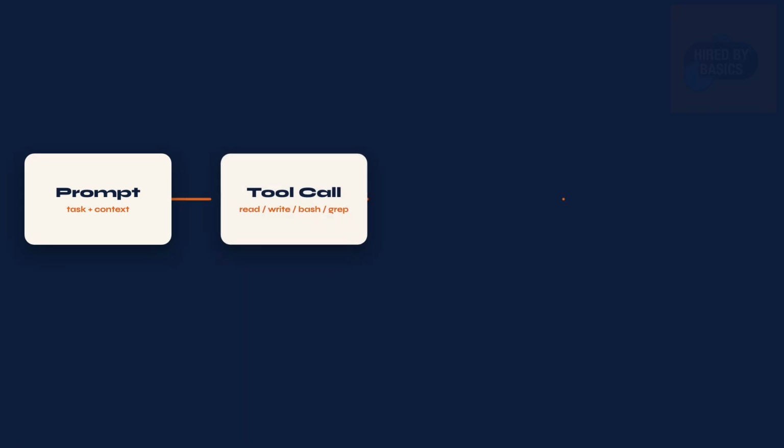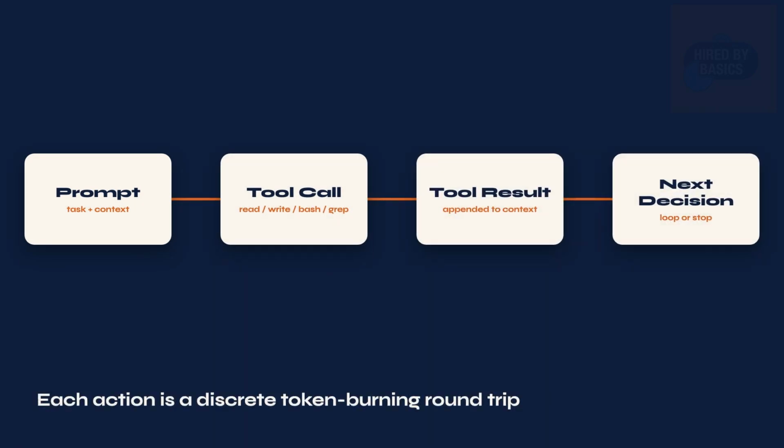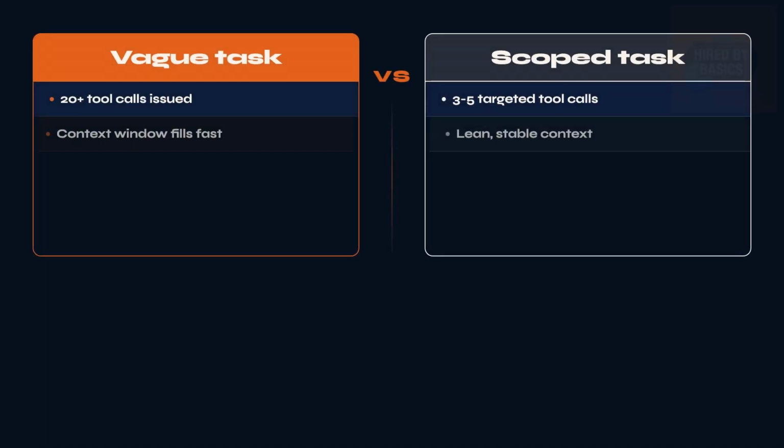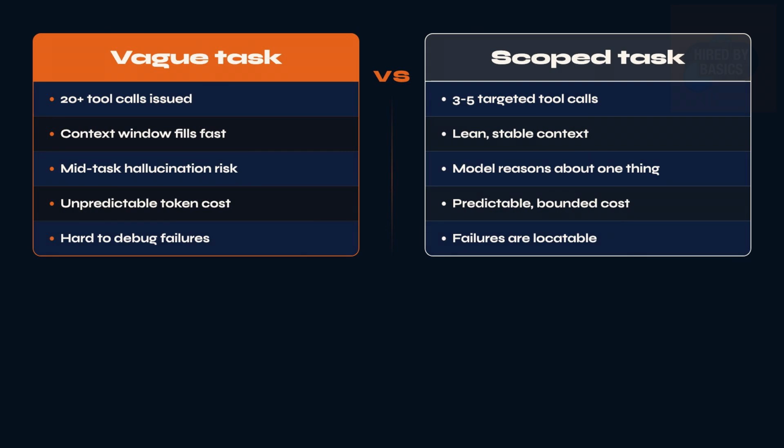Claude Code is not a streaming text editor with tool access bolted on. It's an agentic loop, and understanding that loop is what separates engineers who use it well from engineers who burn tokens and blame the model. Every action Claude Code takes, reading a file, running grep, writing a patch, executing a test, is a discrete tool call. Each call is a round trip. Tokens in, tokens out, latency paid, context window consumed. The model doesn't see your code base. It builds a picture of it incrementally, one tool call at a time.